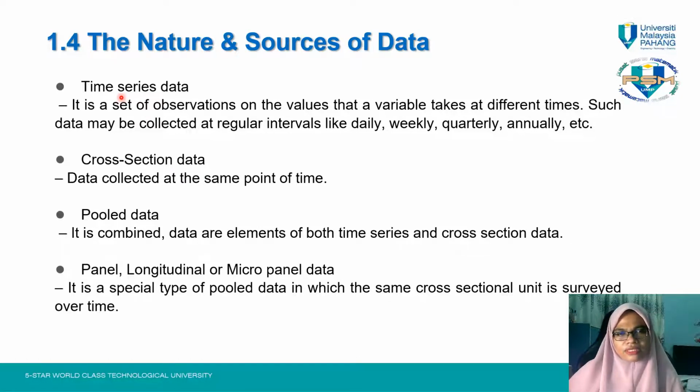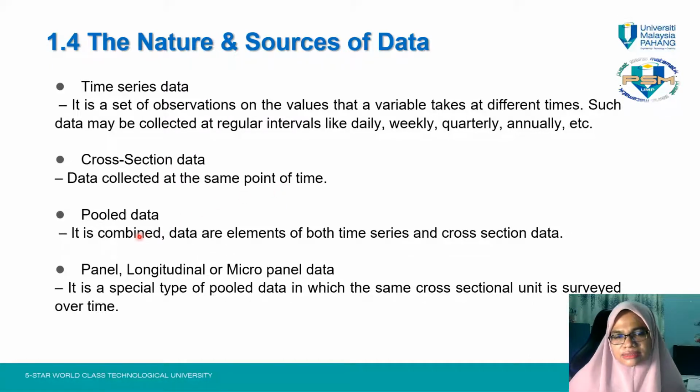The last subtopic in chapter 1, that is the nature and sources of data. Basically, there are 4 types of econometrics data. The first one, that is time series data. Time series data, that is the data that collected based on time. For example, daily, weekly, quarterly, annually. The second one, that is cross-section data. Cross-section data is the data collected across sample units in a particular time period.